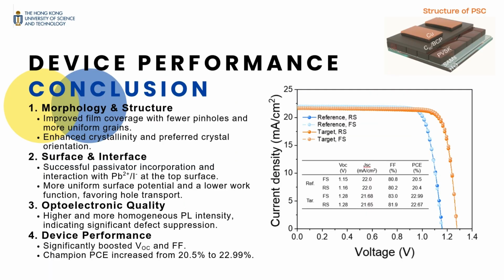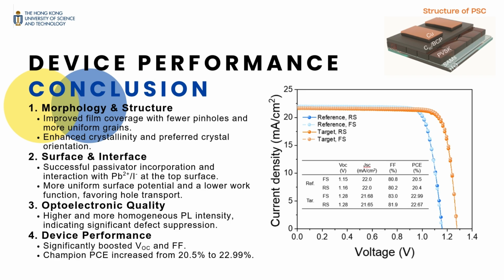Finally, we measured the PV performance. Thanks to the improved morphology, better crystallinity, reduced defect density, and more favorable surface energetics, the device parameters are significantly enhanced. The open circuit voltage and fill factor are both increased, and the champion power conversion efficiency rises from 20.5% for the reference device to 22.99% for the passivated device. The increased voltage is consistent with reduced non-radiative voltage loss, while the improved fill factor reflects low recombination and series resistance at the top interface.